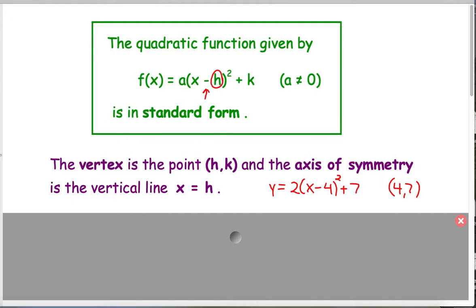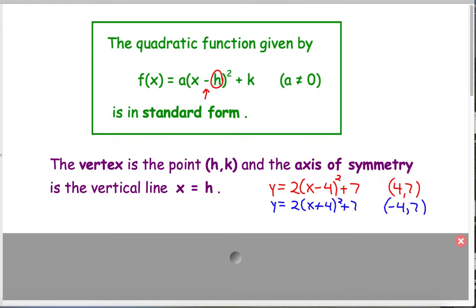But if I had, let's say, y equals 2 times x plus 4 squared plus 7, now the vertex is going to be negative 4 comma 7. So the x-coordinate is the opposite of the number inside the parentheses after the x. All right, and then the line of symmetry, which is the line that splits the parabola in half and goes right through the vertex, will be a vertical line, so it'll be the equation x equals whatever h is.